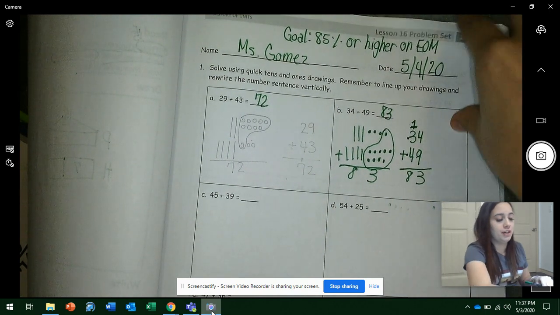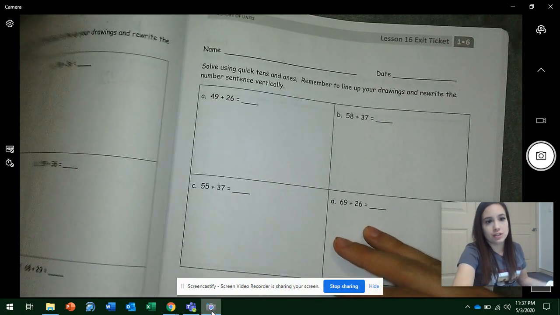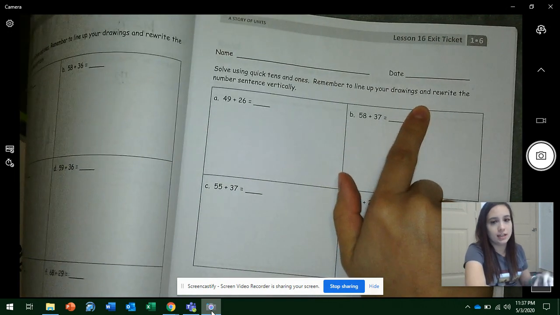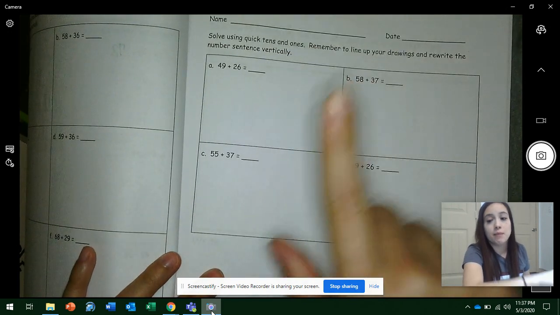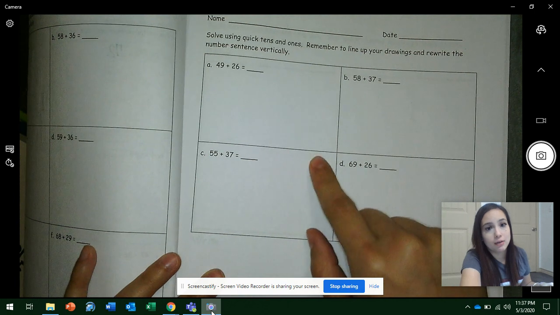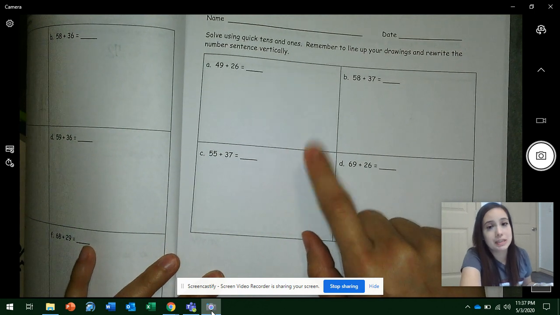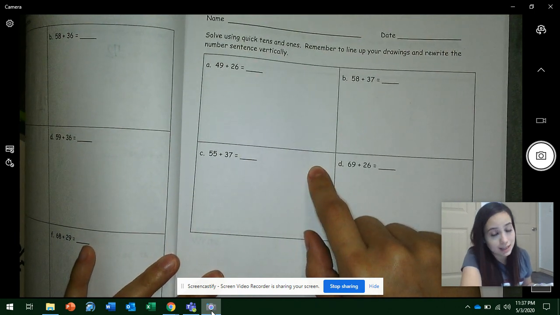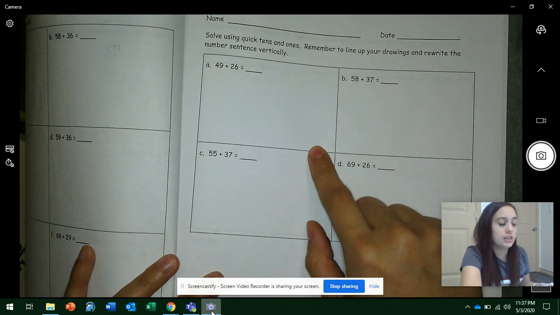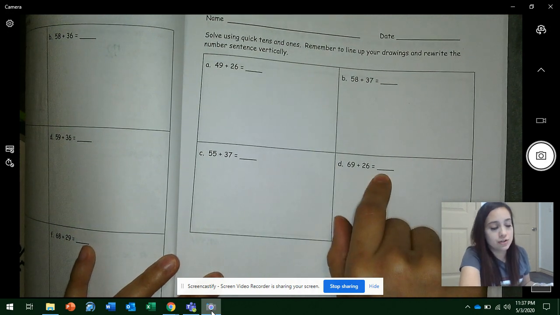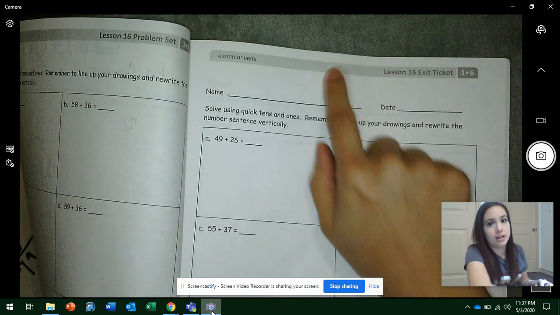Okay, so you're gonna finish the rest of the problem set on your own, just like the other one. Remember, you do your exit tickets. This time you have 4 problems. Please make sure that you show your work. I wanna see the strategies that you just learned because that tells me that you're watching my lesson and that you're listening. So please show your work, write your answer on the line, write your heading, name, date, and goal.